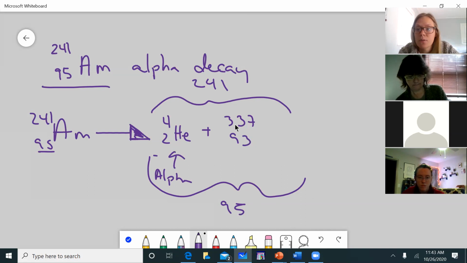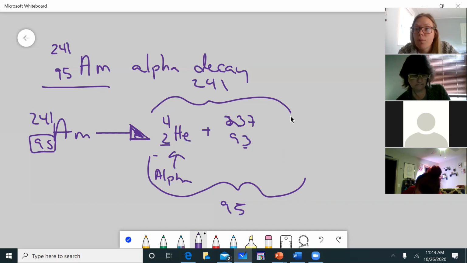Is that making sense where those numbers came from? I'm not just pulling those out of thin air. It's just real basic addition and subtraction. Whatever this is, these two numbers have to add up to be that. So this is 93, plus 2 gives me the 95. This is 237, plus 4 gives me the 241.